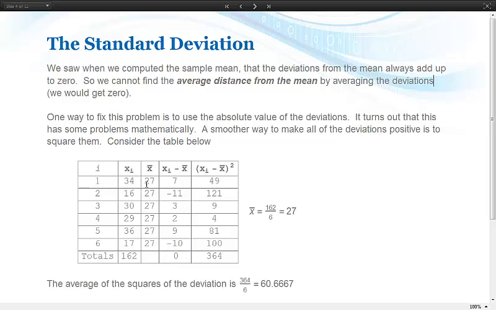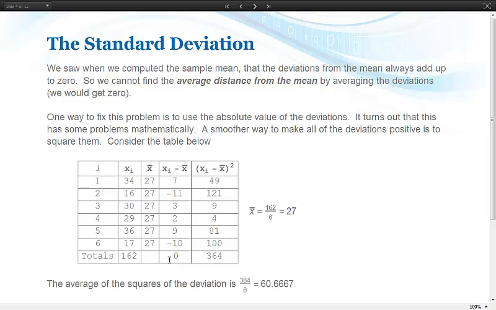So 34 minus 27 is 7. 16 minus 27 is negative 11. Notice I keep the sign, I subtract. 30 minus 27 is 3. 29 minus 27 is 2. 36 minus 27 is 9. And 17 minus 27 is negative 10.